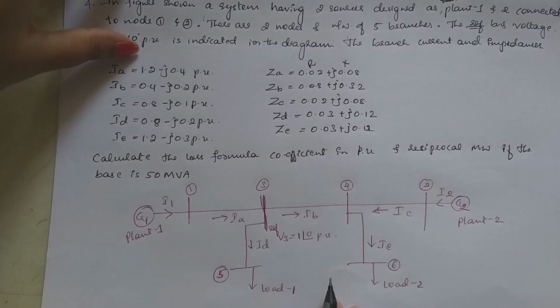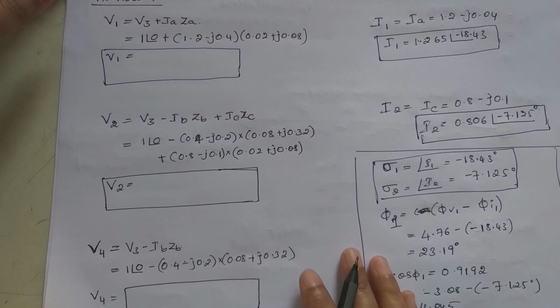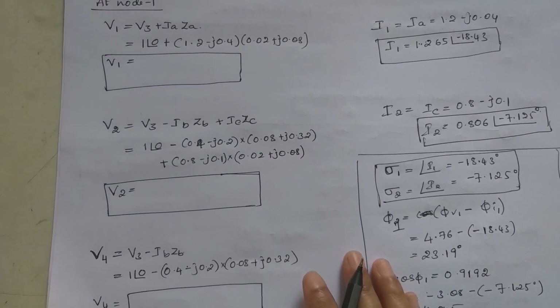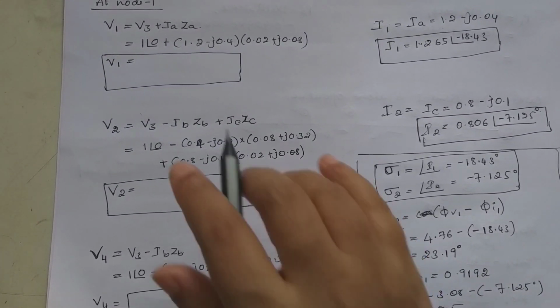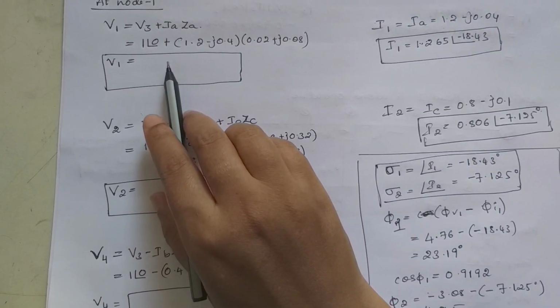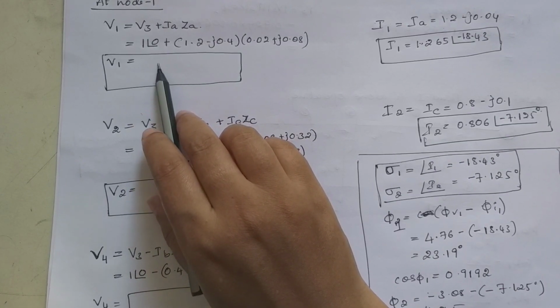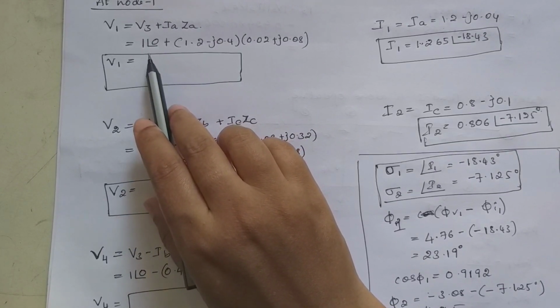We will solve the problem. First, at node 1, we have to calculate the voltage. Why do we need to calculate voltage? Because we need to find the value of phi 1. In order to find the value of phi 1, we need to find out the voltage at node 1 as well as the current.